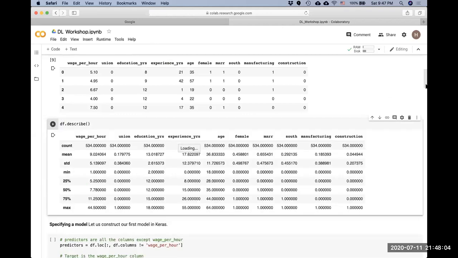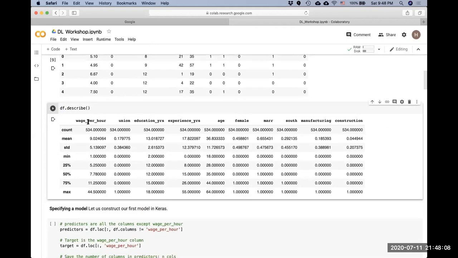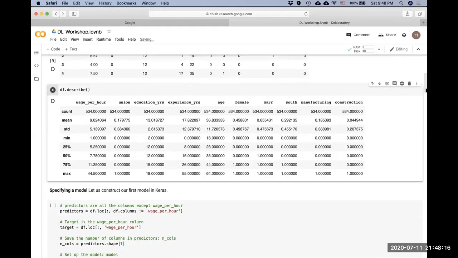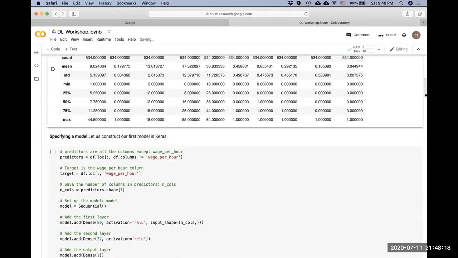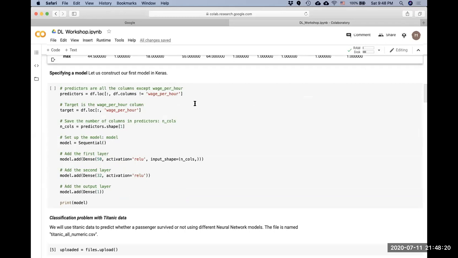And here it is. The first column is wage per hour, union, education years, experience years, and so on. Okay, this is the data. So now I want to show you how you can construct a neural network using Keras.